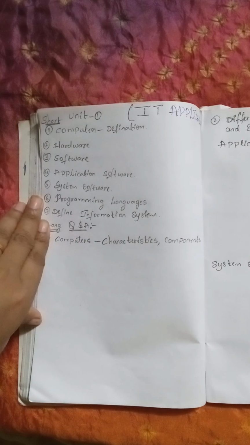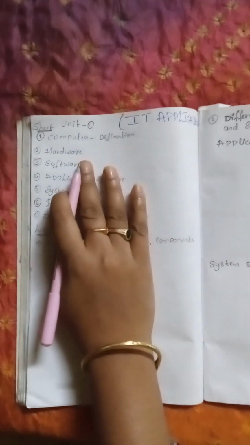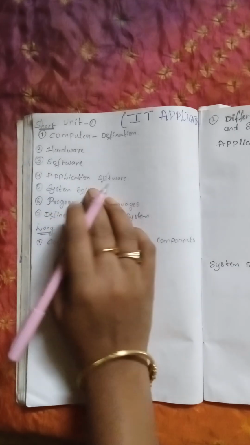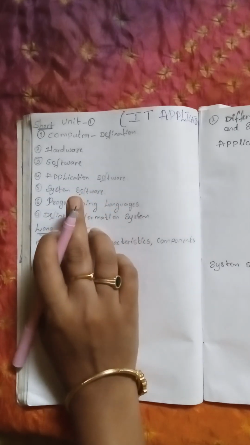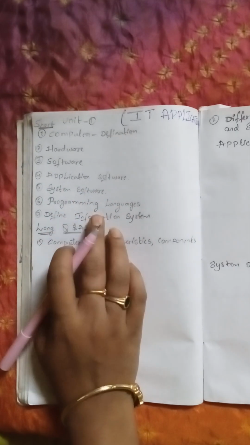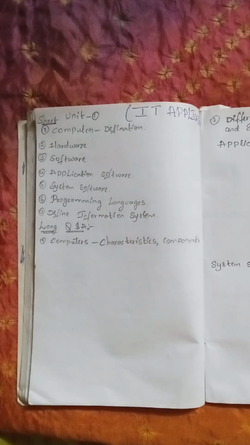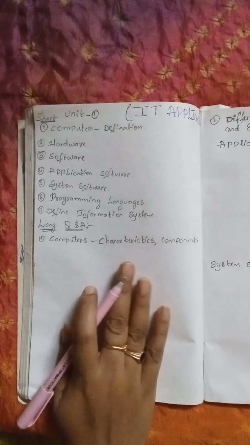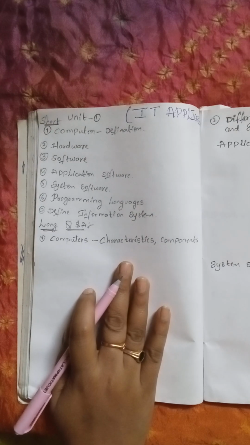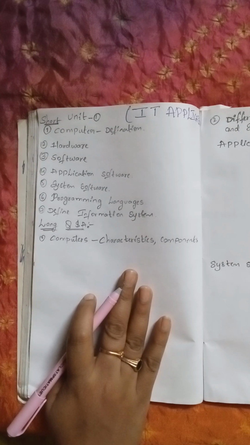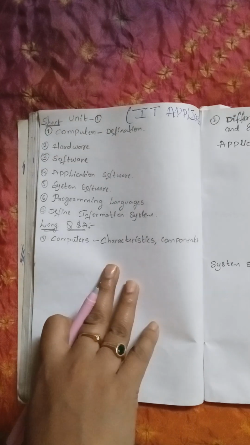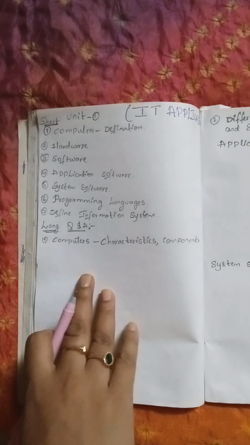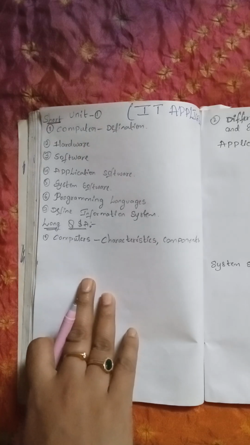Okay, from unit 1, the questions like computer definition, hardware, software, application software, system software, and programming languages, and define information system. These are very important for short answers and long answers. In brief, I'm explaining. You try to collect answers from online sources, and if you have material, try to collect and read. But I'm going to explain.